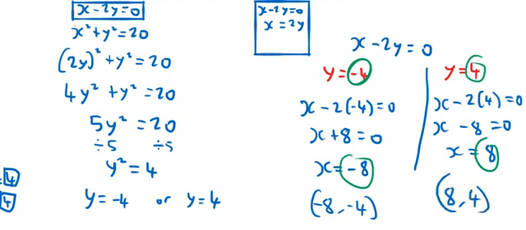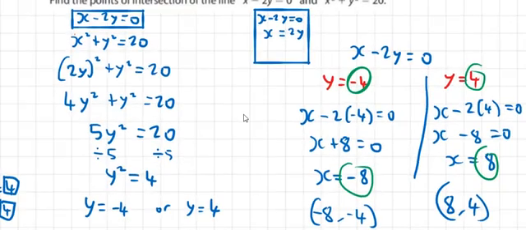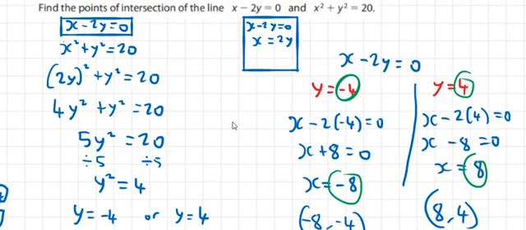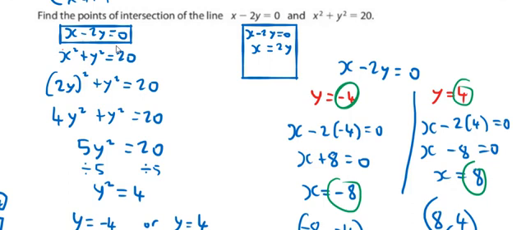So those are the 2 points that intersect the circle and the line. So that was the question, to find the points of intersection of the line and this circle.